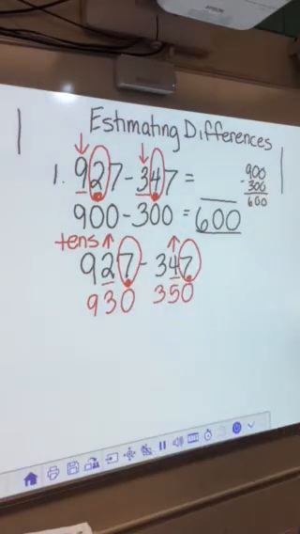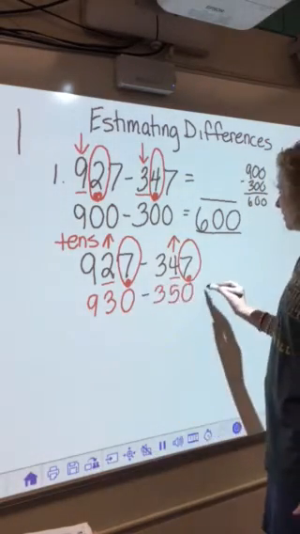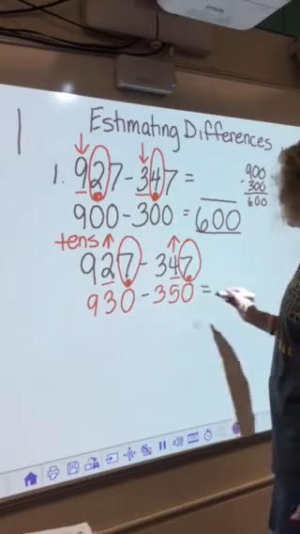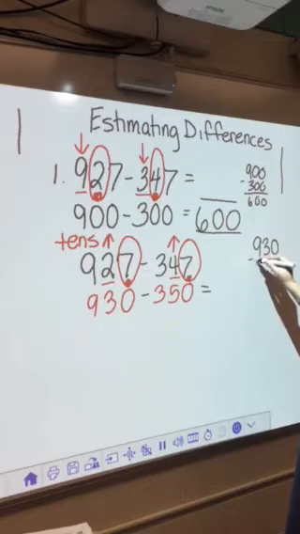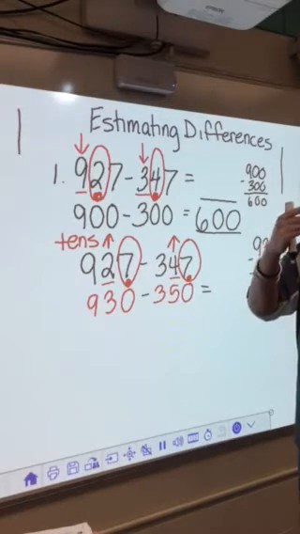Now, I'm going to be honest. That one's harder for me to do in my head. I'm not going to be able to do that, so off to the side, I'm going to take my rounded to the tens numbers. 0 minus 0 is 0. 3 minus 5, I have 3 things. Can I take 5 away?